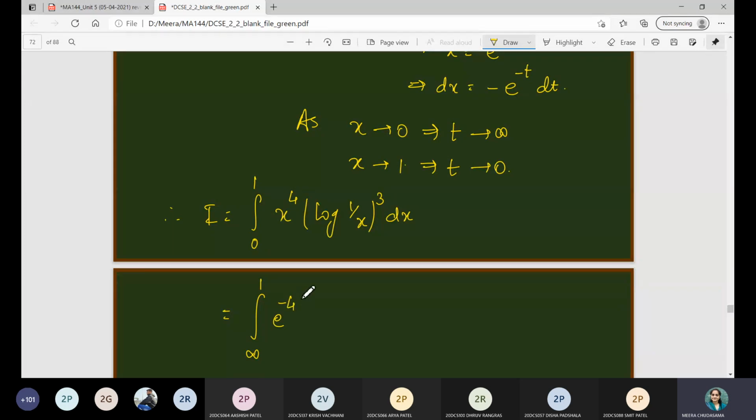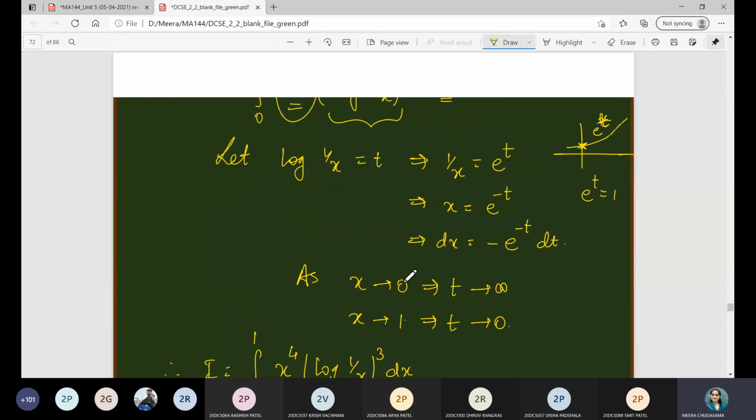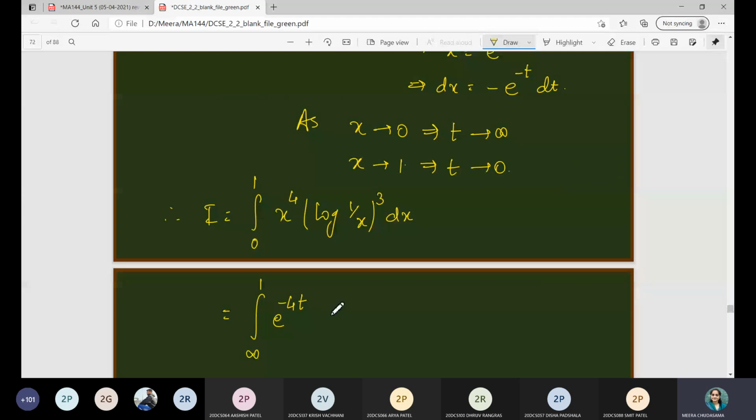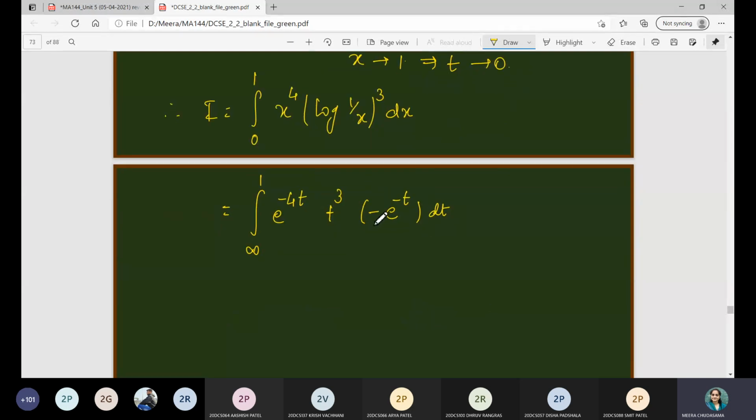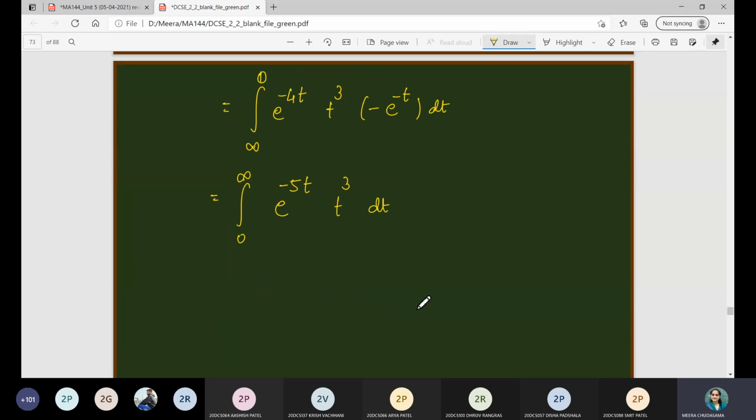So e raised to minus 4t, log 1 upon x we have considered as t, so this is t cube dx. dx is minus e raised to minus t dt. So that minus, sorry, this is 0. This minus sign will compensate with the limits interchange part, so 0 to infinity I can write because of this negative sign. e raised to minus 4t into e raised to minus t can be considered as e raised to minus 5t, t cube dt. Can this be written in terms of gamma function directly?